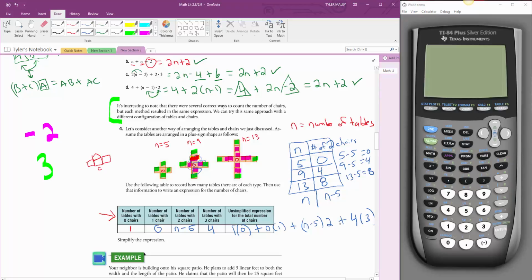Number of tables with that many chairs, right? So if I take the number of tables I have times the number of chairs I'll fit on that table, then this expression tells me the whole amount of chairs I can fit around, right, based on n.